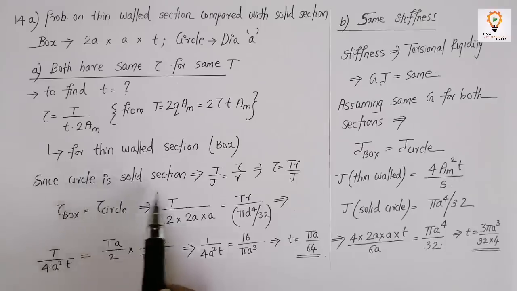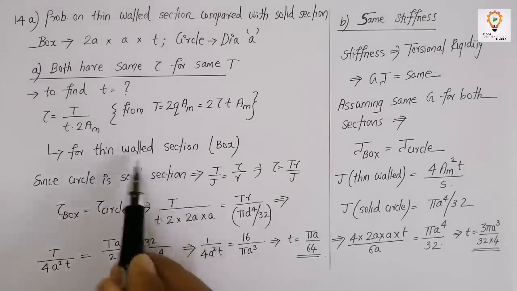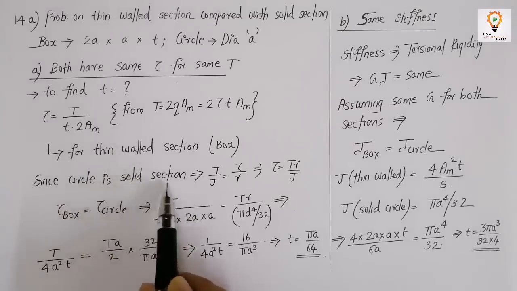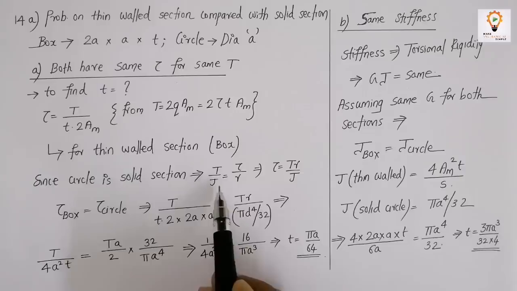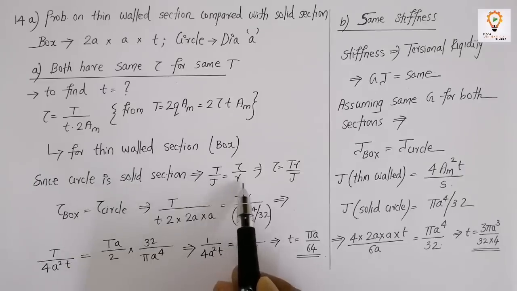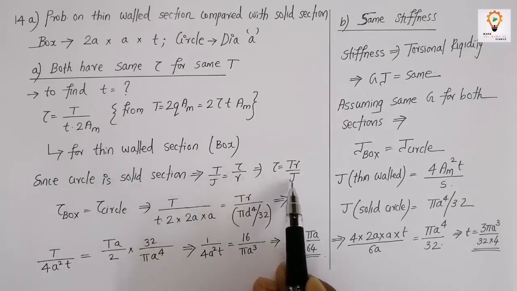Now we have the circle, which is a solid section. The above formula doesn't apply for the solid section because it is not a thin-walled section. So for the circular solid section, we are applying T by J equal to tau by R. That means tau is equal to TR divided by J.